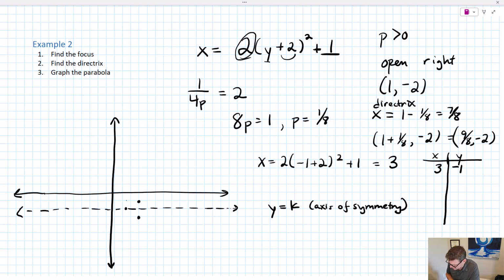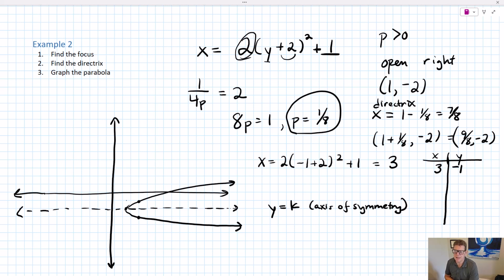And utilizing our axis of symmetry, we can put one on the other side. There we go. And notice how much narrower this parabola actually is. This parabola is narrower because p is now small, right? P is equal to 1/8. It's actually very close. Our directrix is right here, our focus right above it. So that actually narrows the parabola.